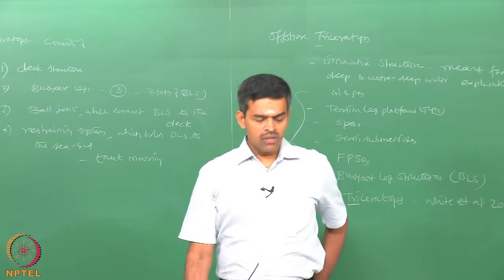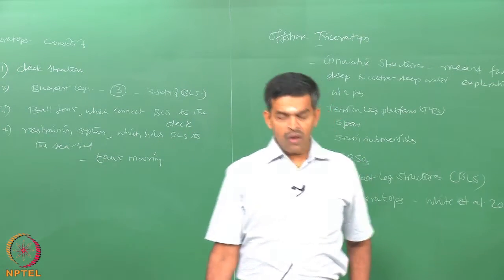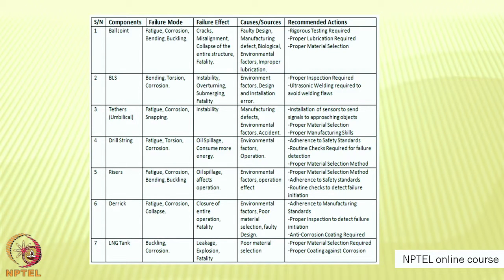Please pay attention to the table shown on the screen now, which is summarizing the components, various failure modes, various failure effects, causes and recommended actions, which is nothing but the cause effect summary, which is qualitative risk analysis, which is the first stage in FMEA as we discussed in the last lecture.